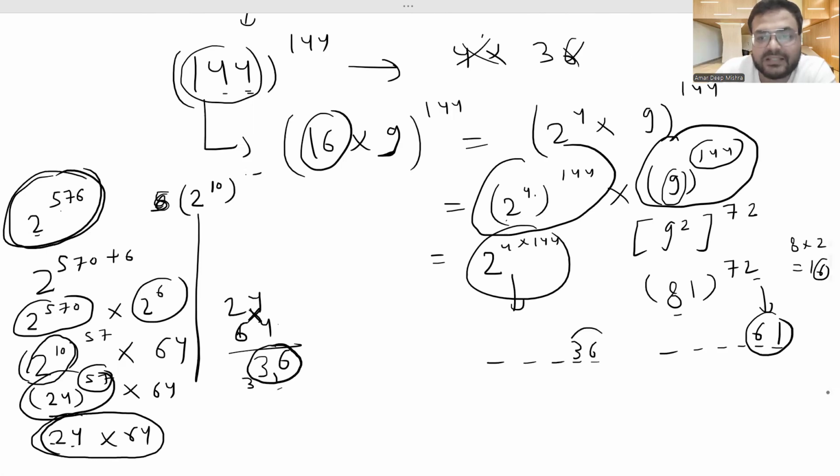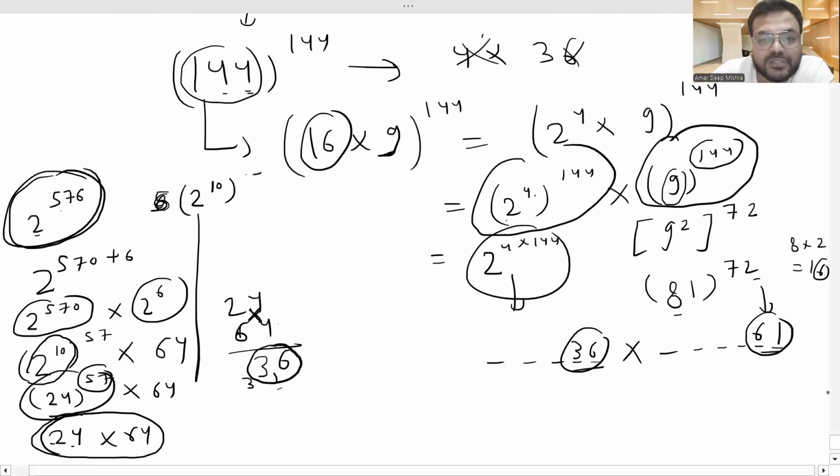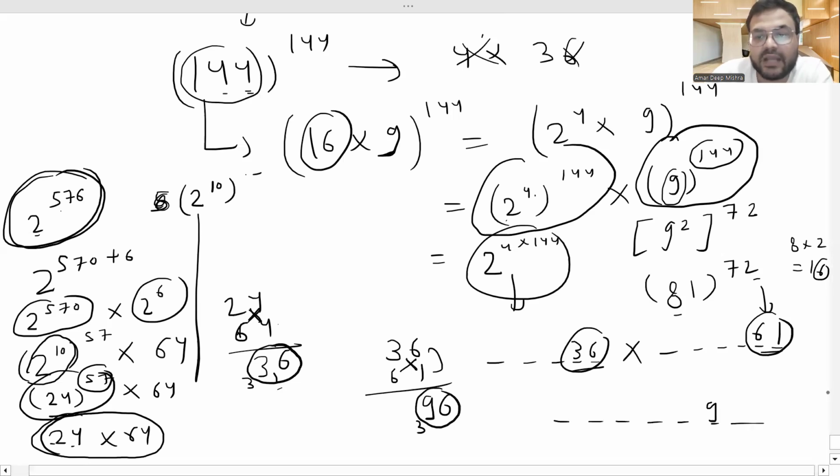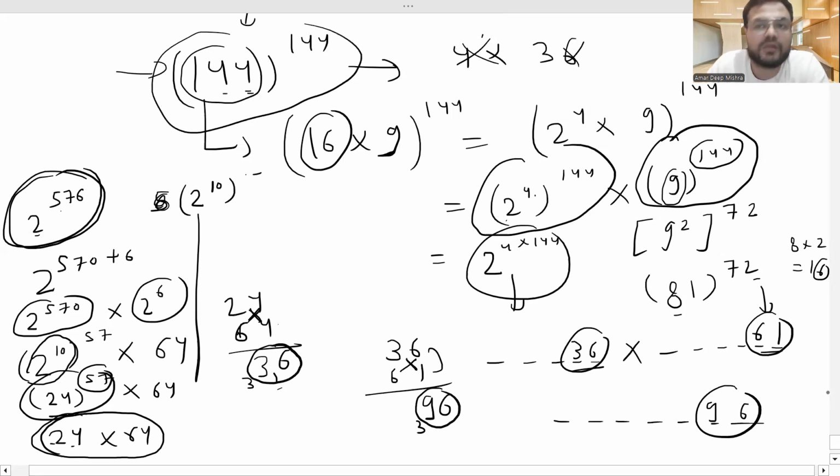Now this 36 into this 61. If you multiply these two, 36 into 61: 1 into 6 is 6, and 6 6s are 36, and 3 into 1 is 3. So 36 plus 3 is 39. From 39, you take 9 and put 3, means 96. So 96 are the last two digits of 144 whole to the power 144. So this is how we can solve such questions.